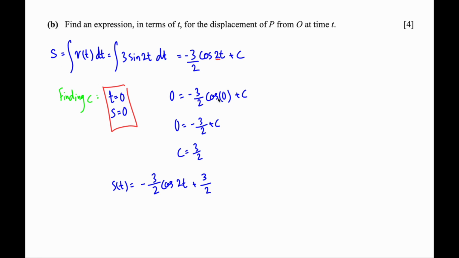Therefore, I get cosine 0, which is 1. 1 times negative 3 over 2 is negative 3 over 2. And you push it to the other side, you get c to be 3 over 2 or 1.5, and you go ahead, rewrite this, but now we know the value of c. You just replace it with 3 over 2, and that is my displacement function.